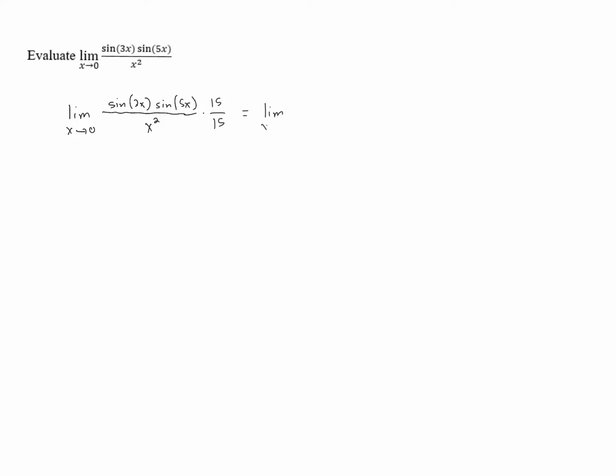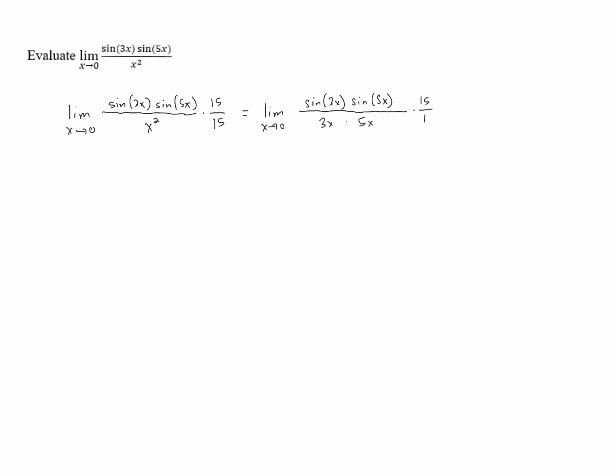So we still have the limit as x approaches 0, but let's see, we've got sine of 3x times sine of 5x. In the denominator, I'm going to focus on the denominator for a moment. We've got 15x squared, but 15x squared is the same as 3x times 5x. I think you can see why I'm writing it like that. And then we still have 15 in the numerator, so that's times 15 over 1.